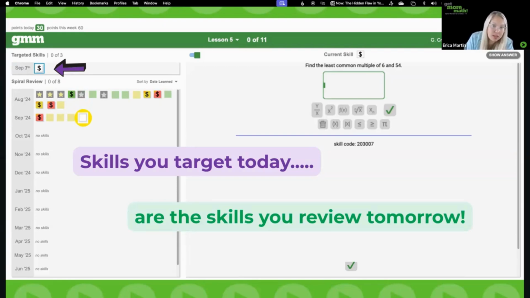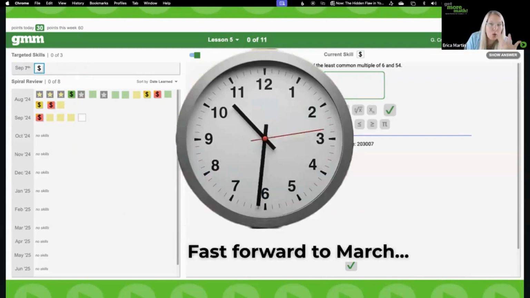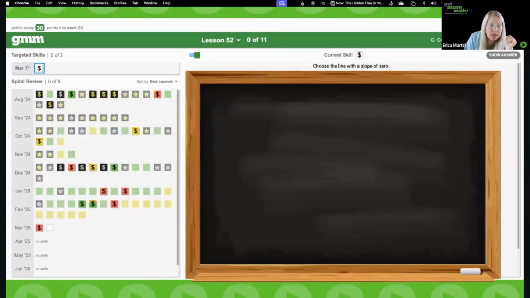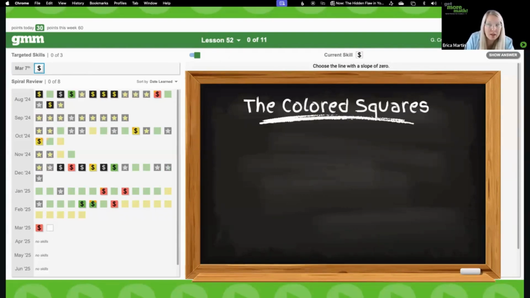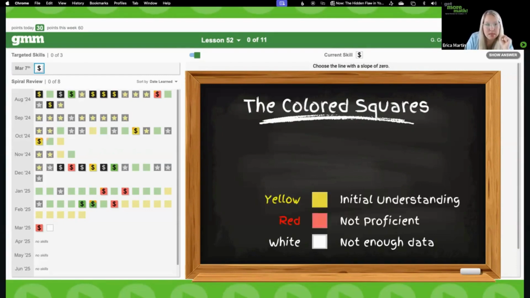Now, this is only looking at about 2 weeks of time. What would happen if we fast forward all the way to March? Well, if you look at that, you're going to see lots of squares in the spiral review. So here you are looking at one particular student, and you're able to see how this student is doing on every skill you've ever taught. The colors mean something. If a square is white, we don't have enough data to determine where that student falls. But once they answer that question at least 3 times, the skill will turn yellow or red.